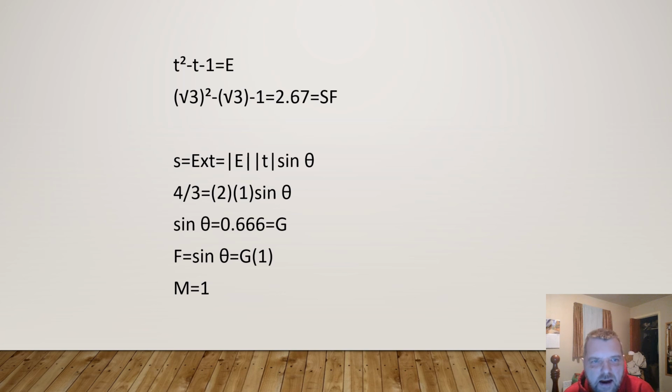So if we take the golden mean parabola, t squared minus t minus 1 equals the energy, then the square root of 3 plugged into the golden mean parabola gives 2.67 as the superforce, which is the energy. And if we take the cross product of energy and time times sine theta, it's equal to space. So we plug our values in, 4/3 is equal to energy 2 times 1 times sine theta. Sine theta equals 2/3, or g. We know that force is equal to sine theta, so we can set those equal, which means that force is mass times g, Newton's equation, and so mass comes out to be 1.